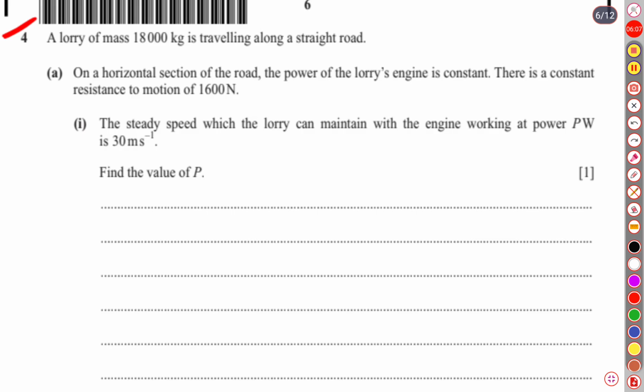It says a lorry of mass 18,000 kg is traveling along a straight road. On a horizontal section of the road, the power of the lorry's engine is constant. There is a constant resistance to motion of 1600 Newtons. The steady speed which the lorry can maintain with the engine working at power P watts is 30 meters per second. Find the value of P.